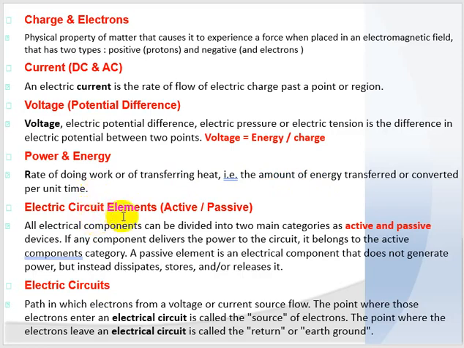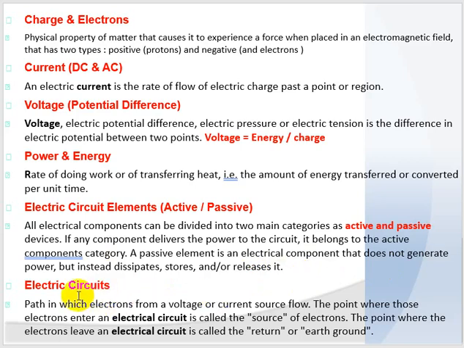Then the next thing is electric circuit elements. Again, there are two types of these elements. The first one is active, and the second one is passive electric circuit elements. All electrical components can be divided into two categories, active or passive. If any component delivers power to the circuit, it belongs to the active component category, and a passive element is an electrical component that does not generate power but instead dissipates, stores, or releases it.